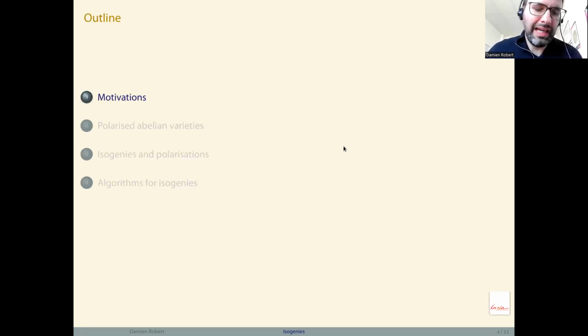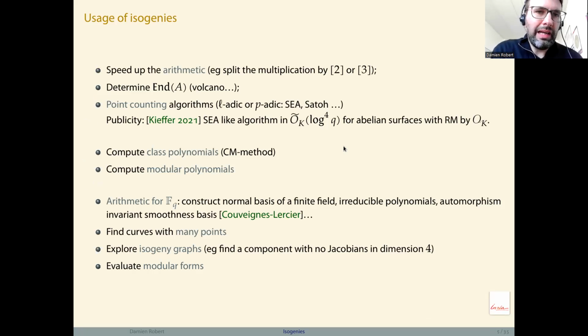Okay, so let's first start with motivations. There are a lot of uses of isogenies, for example in number theory. They can be used to speed up arithmetic, like speeding up multiplication by 2 or 3. They are used to determine the endomorphism ring, to know where we are in the volcano. They are of course used for point counting algorithms, be they l-adic or p-adic, the SEA point counting algorithm, the Satoh-Kedlaya point counting algorithm.